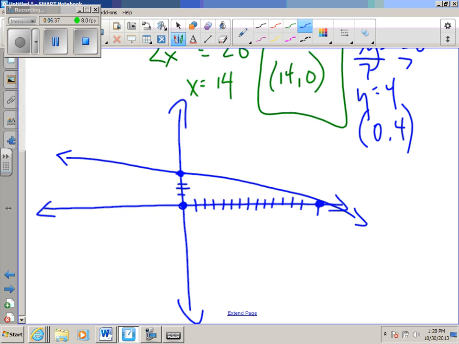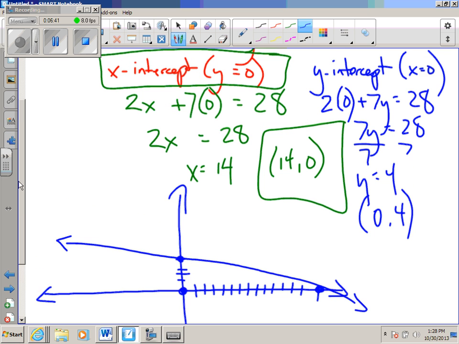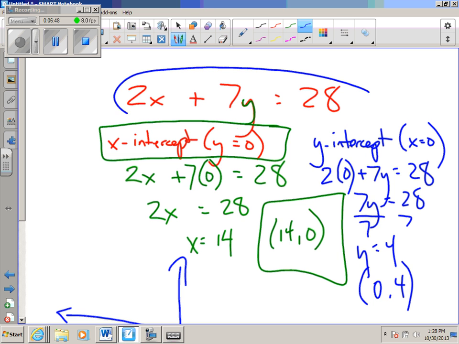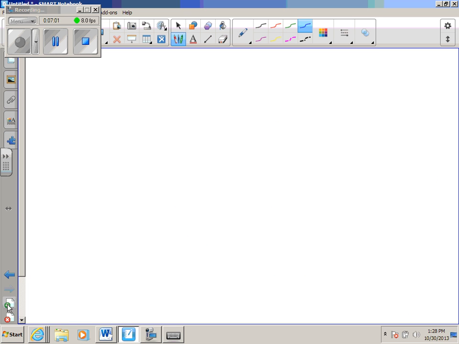Now, of course, you can go back and take a look at the equation and say, oh yeah, I can easily solve for this equation with some x and y values. I can do that. Okay, so you try. Try the x-intercept and the y-intercept for 3x plus 2y is equal to 6.